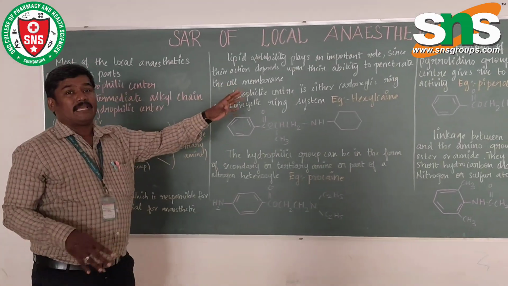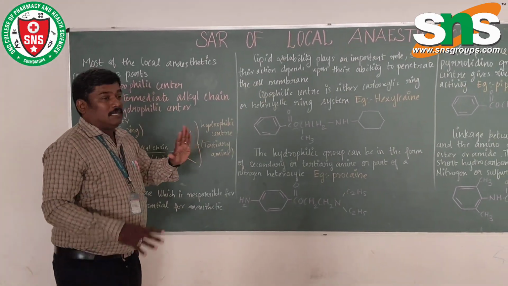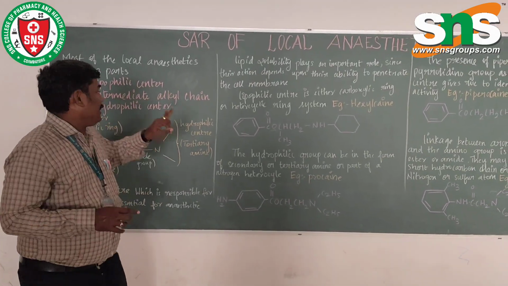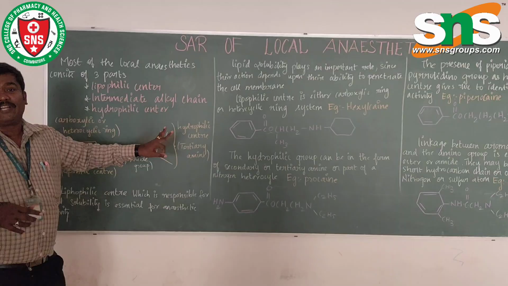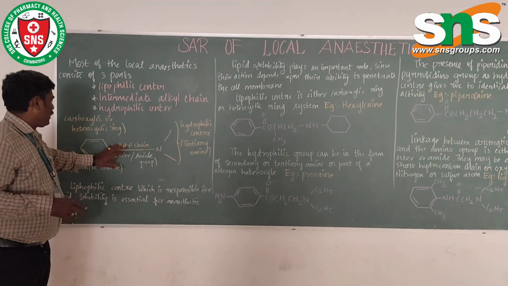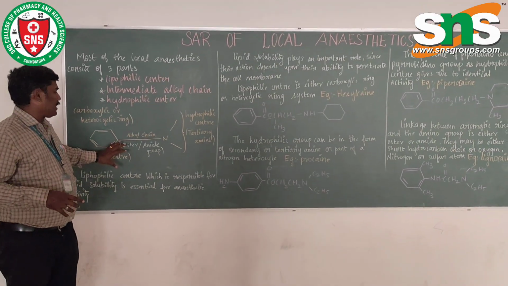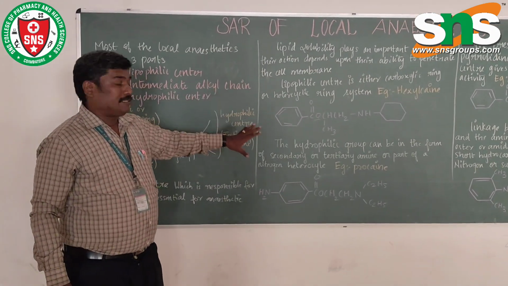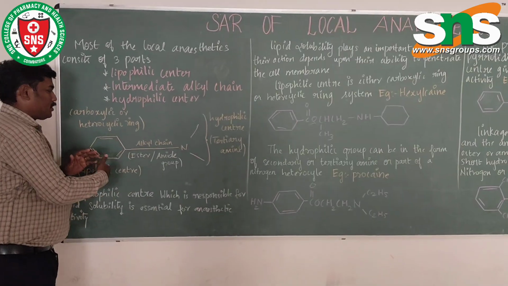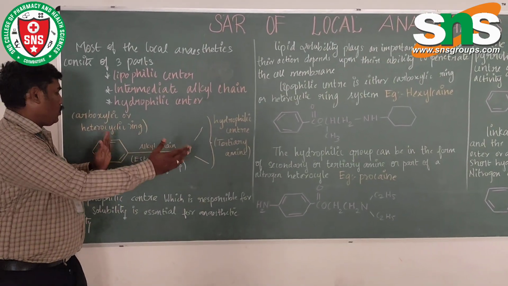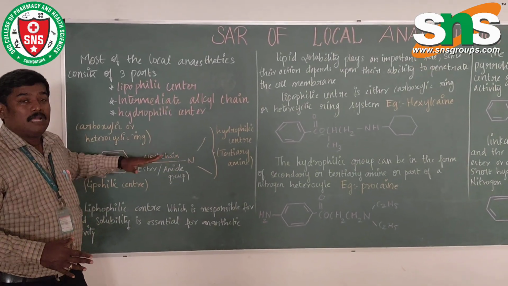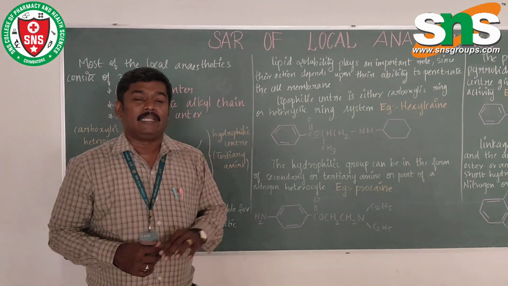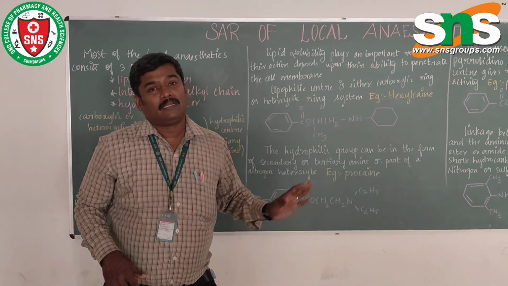So this is the SAR of local anesthetics. The points we have to remember are the lipophilic center, the intermediate alkyl chain, and the hydrophilic center. Lipophilic means an aromatic or heterocyclic ring, and the hydrophilic group is a tertiary amine. These two are connected by the alkyl chain, ester or amide group. So I hope you could understand the SAR of local anesthetics. Thank you all.